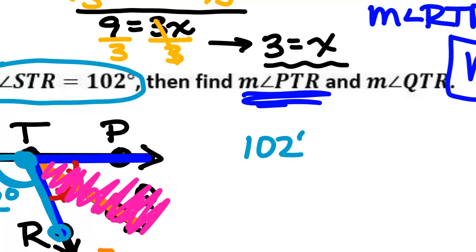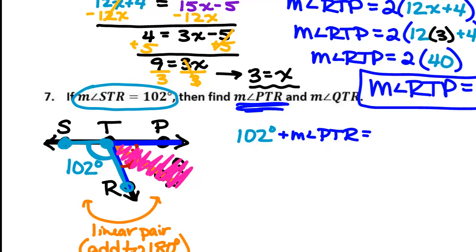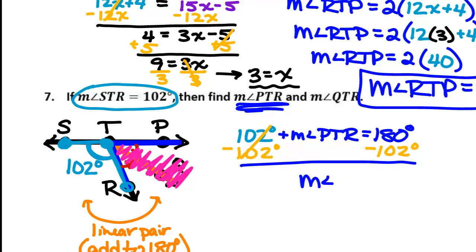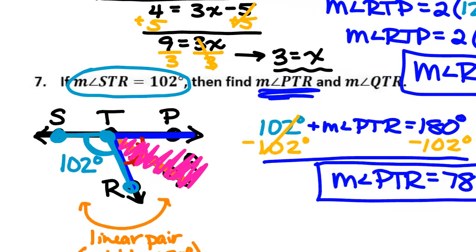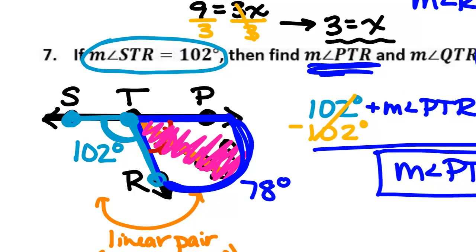So 102 degrees plus the measure of angle PTR is equal to 180. So then I'm going to minus 102 from both sides. And I get the measure of angle PTR is 78 degrees. So this angle right here is 78 degrees.